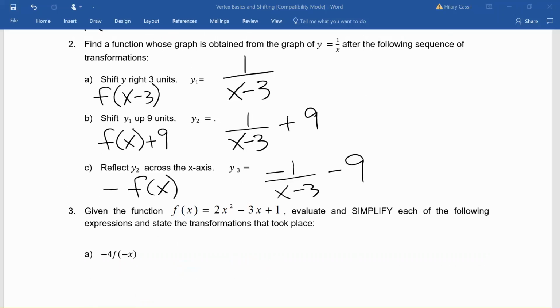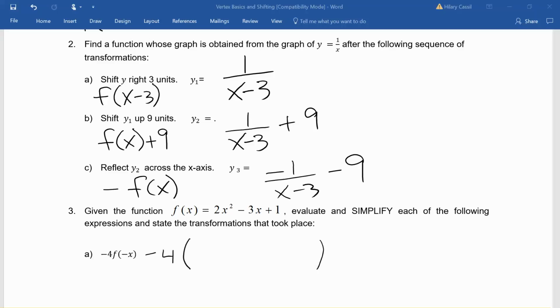The next thing we're going to do is consider this function, f of x equals 2x squared minus 3x plus 1. We are going to evaluate and simplify the expressions. And we're also going to discuss the transformations that took place. So the first thing we want to do is take negative 4 times f of negative x.